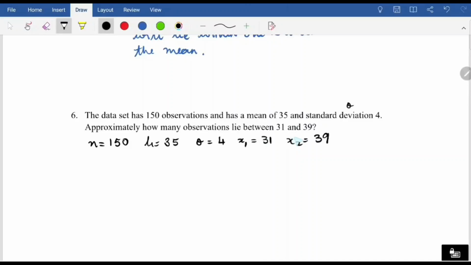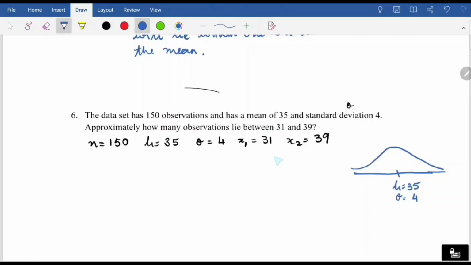So you have already worked problems in parts of this problem previously. What we need to do is find the z values first, and then from the z values we will see if we can determine the percentage of observations, and from the percentage we can find the number of observations out of 150. Again I'm going to start with my diagram. Here's my diagram with the mean at the center. So how much is the mean? Mu equals 35, correct? And standard deviation equals 4.